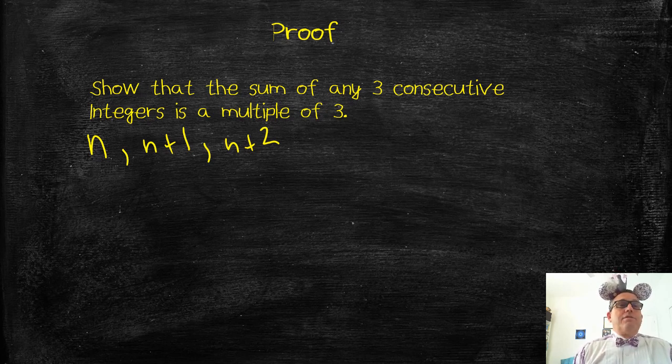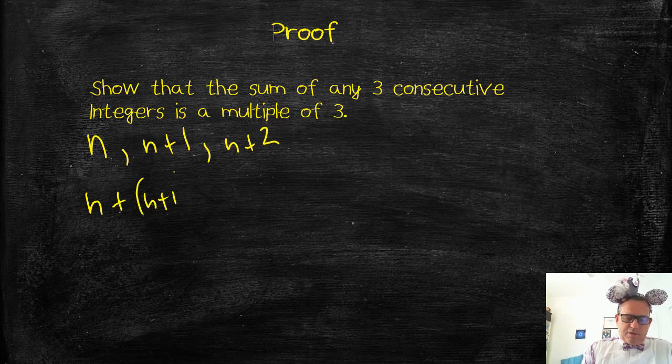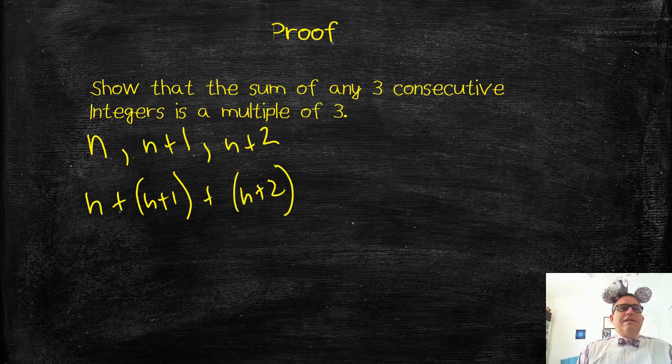The key on these problems is going to be how we write down our numbers at the beginning. So it says the sum. Sum means to add. So what's n plus (n plus 1)? You don't have to have the brackets. I'm just putting the brackets there to make it clear which my numbers actually are. Plus (n plus 2). That is the sum of 3 consecutive integers.